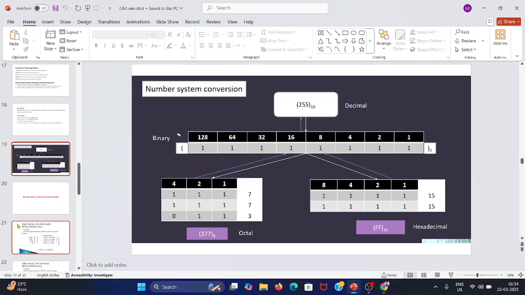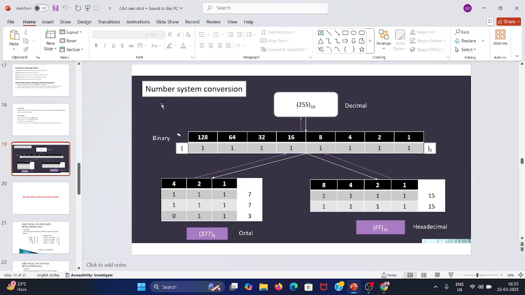Fractional number means, as an example, something point something. Let's say if there was written 255.34, then this would be a fractional number, but in our case this is an integer number. So at first let's see the integer conversion, and after that we'll be focusing on the fractional conversion.